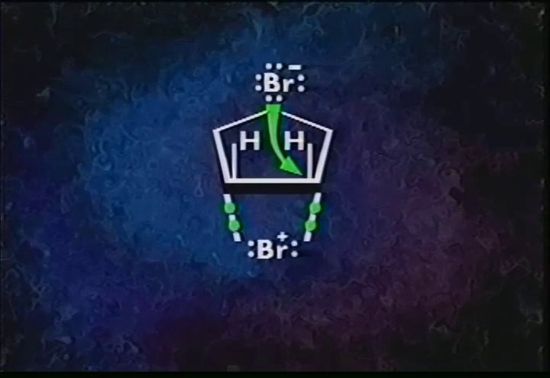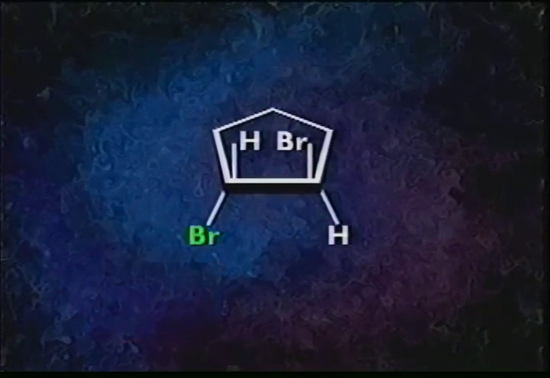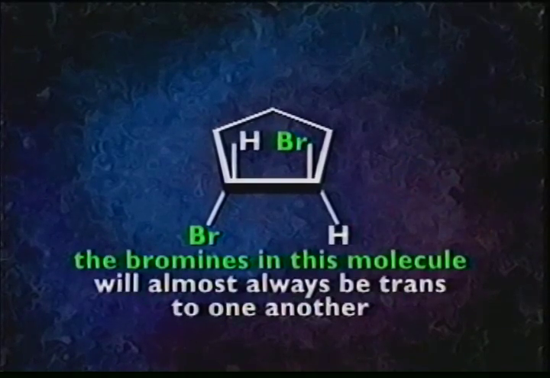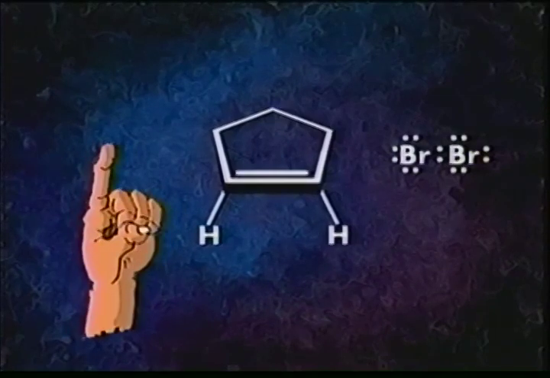When it does this, the electrons that are involved in the bromonium ion complex are broken up, and the intermediate bromonium ion complex no longer exists. The bromine that was already participating in the bromonium ion complex keeps a single carbon-bromine bond with one carbon of the former double bond. At the same time, the other bromine simultaneously forms a carbon-bromine bond with the other carbon of the double bond. So the bromines end up trans to one another, and we say that the addition is anti. The bromines in this molecule will almost always be trans to one another on opposite sides of the cyclopentane plane. So, one more time.